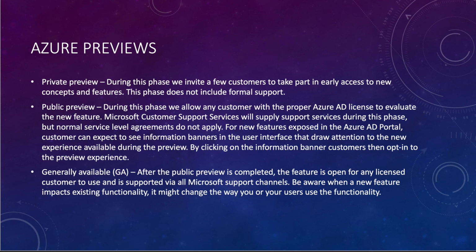And then generally available. This is where everything is ready to go. All the public and private previews are done. The feature is open for any licensed customer, and it's always supported. So be aware when a new feature impacts existing functionality, it might change the way you or your users use that functionality, but it should be underneath generally available, and there will be some support that goes along with that. So again, just remember your 3 preview types: private, public, and then generally available.